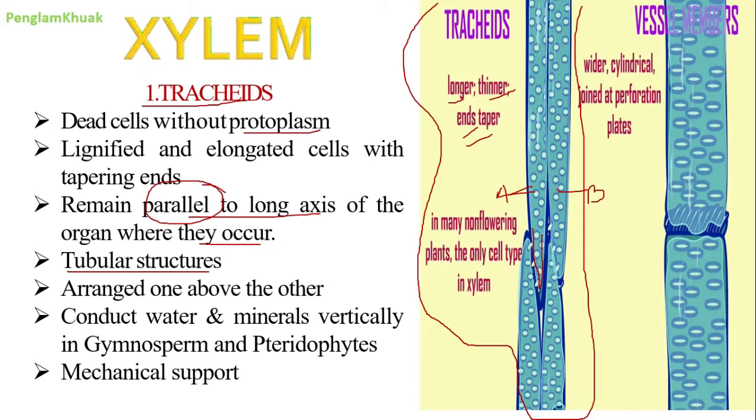A and B arrange one above the other, and the main function is to conduct water and minerals vertically. It is present only in gymnosperms and pteridophytic plants. Another function includes mechanical support. The cell wall has deposition of lignin, because of which it is called lignified. Lignin is deposited on the wall of these tracheids.